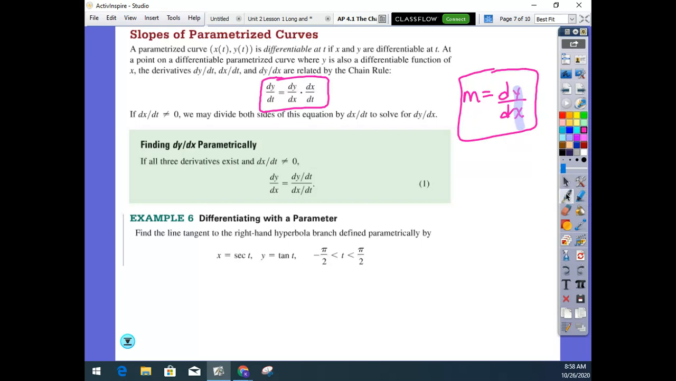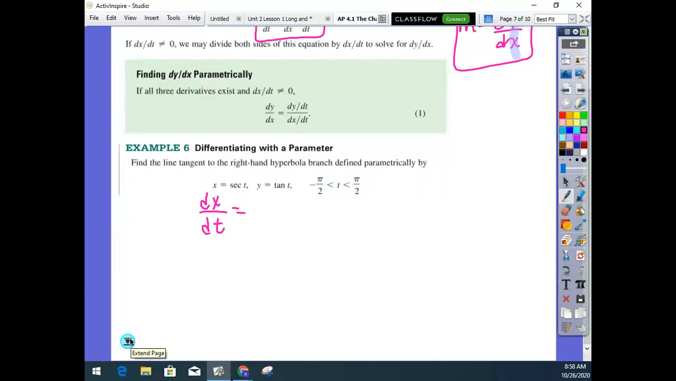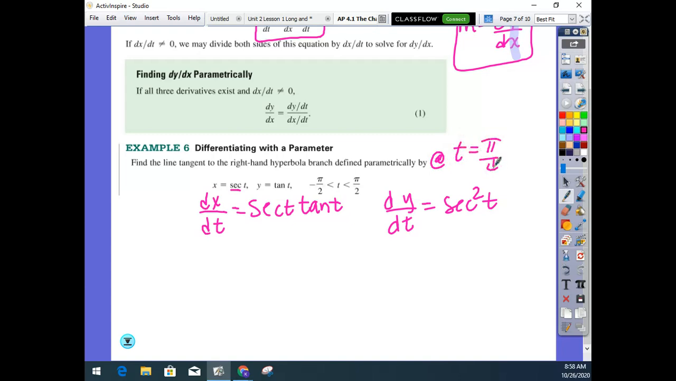So if we consider our derivatives here, this is dx/dt. The derivative of secant is secant t tangent t. The derivative of y, dy/dt, is secant squared t. Now, we're missing something. This is at t equals pi over 4. If we want the equation of the tangent line, we need two things.